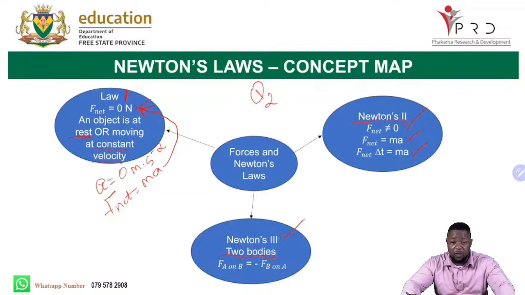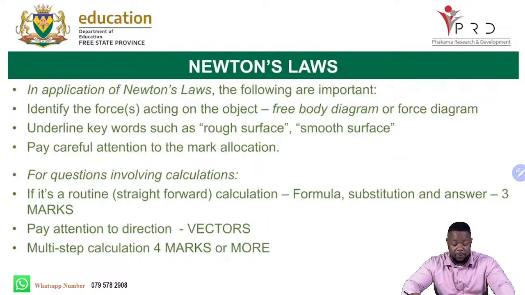For our Newton's third law of motion, we need to know that when object A exerts a force on object B, object B will simultaneously exert a force on object A, and that force must be of the same magnitude but in the opposite direction. So that is our recap on the Newton's laws of motion as learned in grade 11.